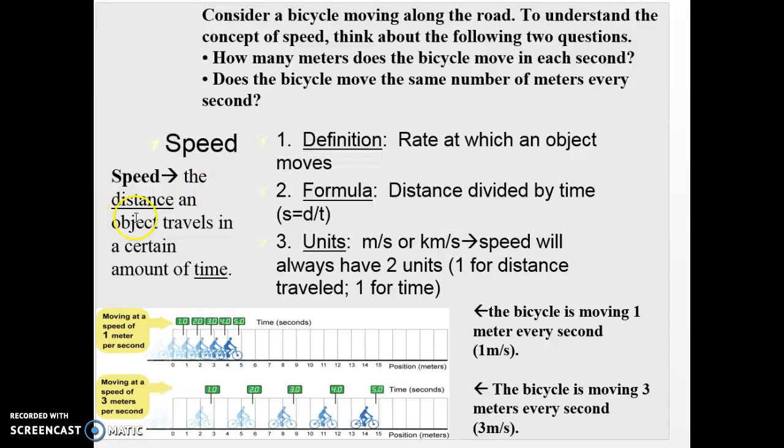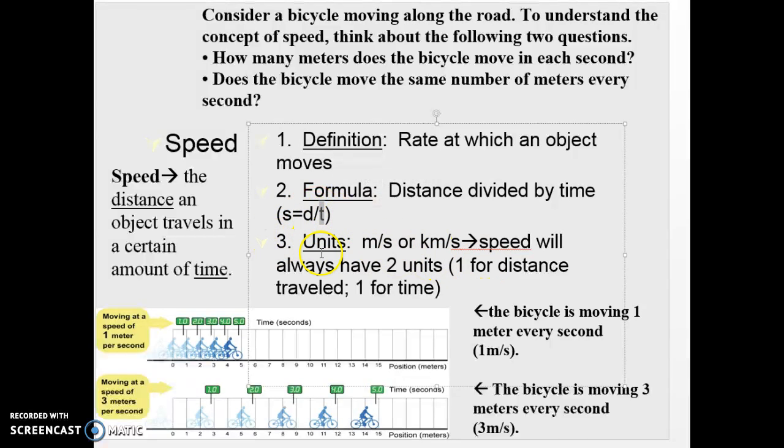Okay. So speed, again, the definition is the distance an object travels in a certain amount of time. The more distance you cover in a shorter amount of time, the faster you're going. The textbook definition is the rate at which an object moves. The formula for calculating speed is distance divided by time. Again, there's two variables here. I'm looking at one, the distance, and two, I'm also looking at the time it takes me to travel that distance or to move that length.